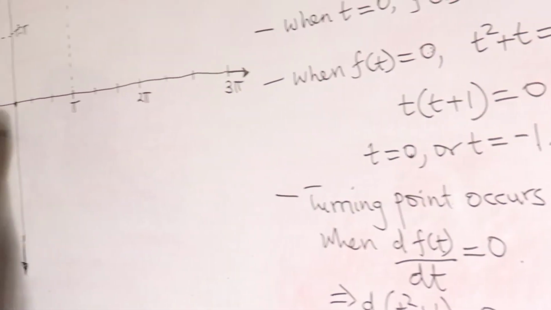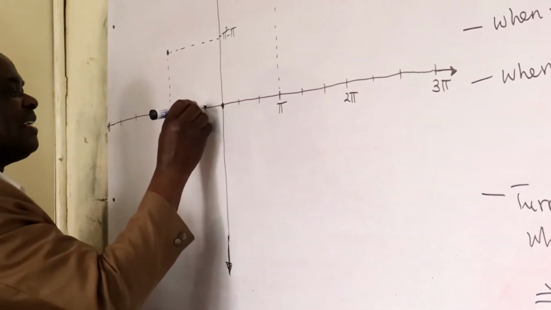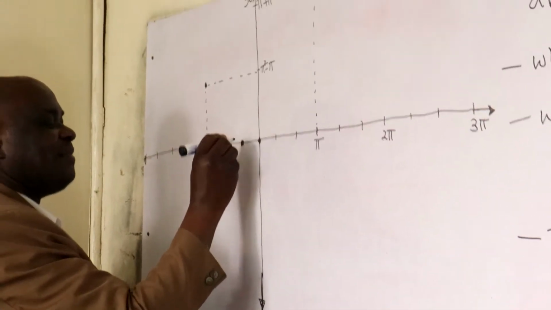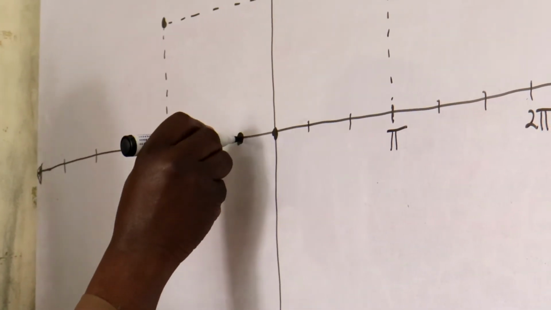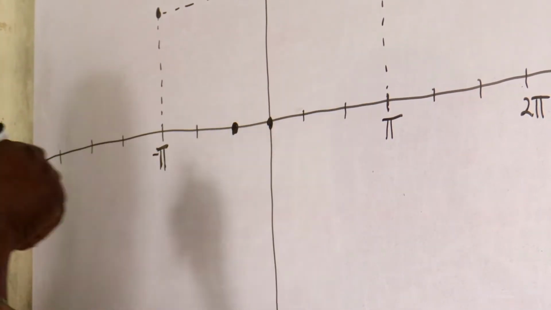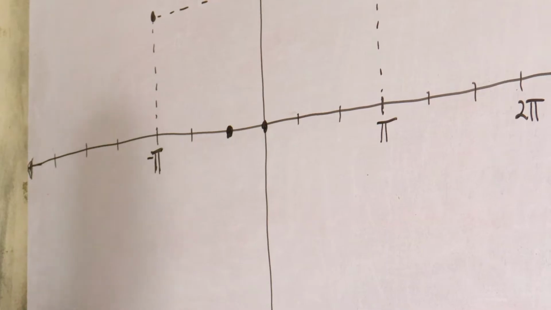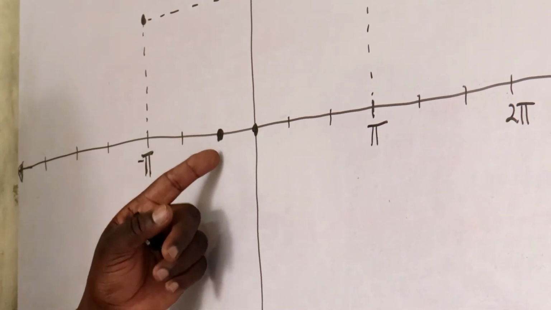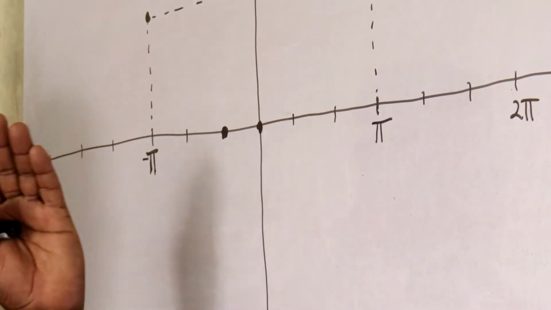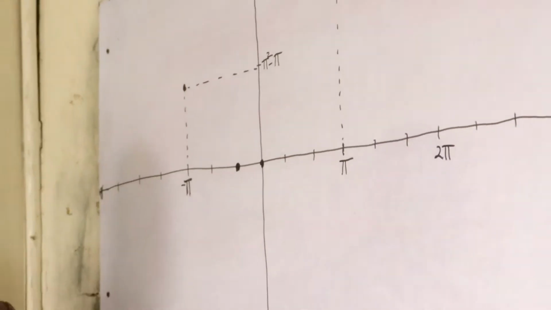So the point -1, because this is where we have our -1. So -1, 0 and 0, 0. Those are the points where our curve will cross the horizontal axis.